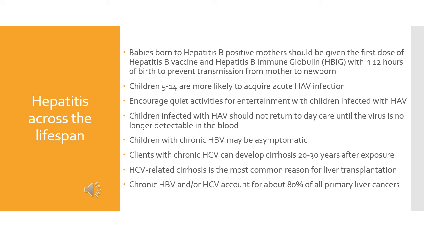Children with chronic hepatitis B may be asymptomatic. Clients with chronic hepatitis C can develop cirrhosis 20 to 30 years after exposure, hence the concern with the baby boomers. Hepatitis C related cirrhosis is the most common reason for liver transplantation. And the chronic forms of hepatitis B and hepatitis C account for about 80% of all primary liver cancers.